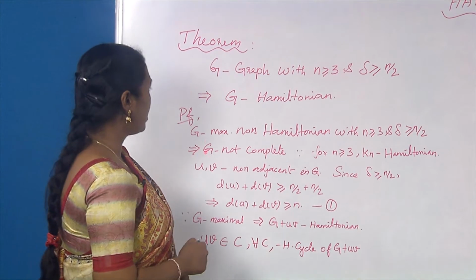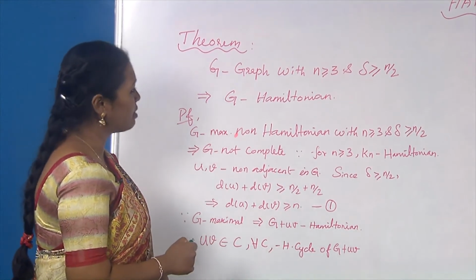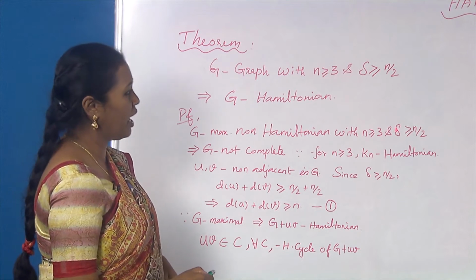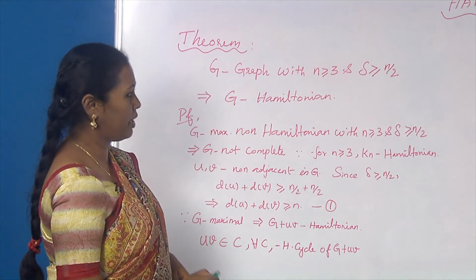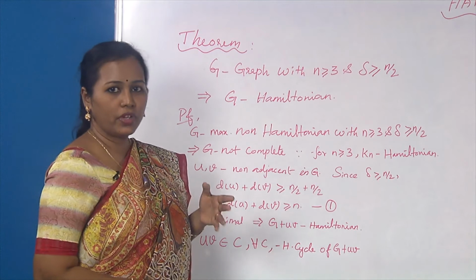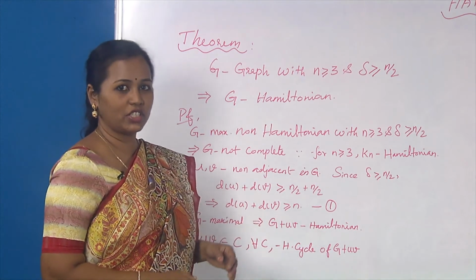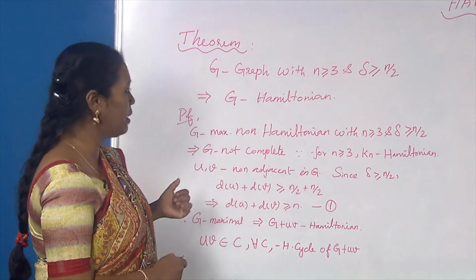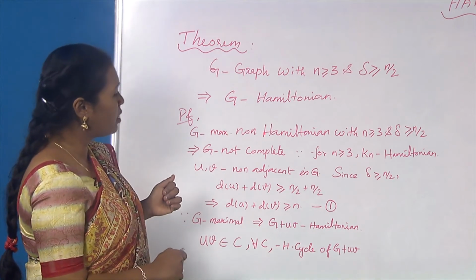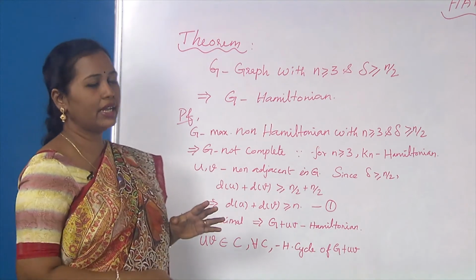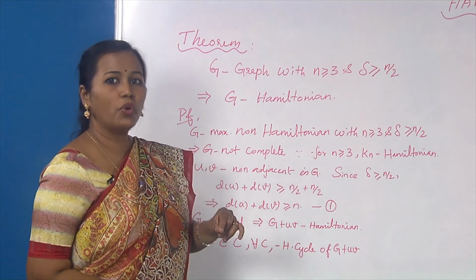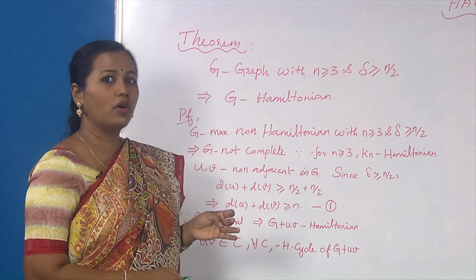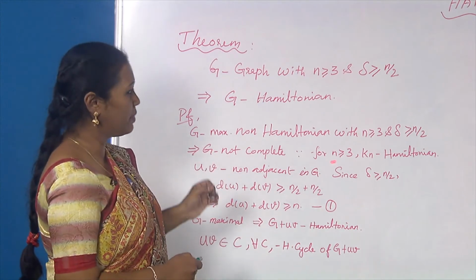The proof is, let G be any maximal non-Hamiltonian graph with n greater than or equal to 3 and delta greater than or equal to n by 2. We shall be proving this theorem by contradiction, reductio ad absurdum. A maximal non-Hamiltonian graph means that if you add even one more edge to that graph, the graph becomes Hamiltonian. That is the meaning of a maximal non-Hamiltonian graph.